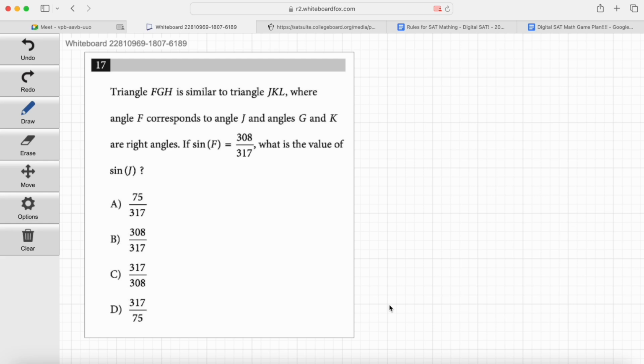I think we can draw FGH pretty easily. Now we're sort of doing reverse SOHCAHTOA here, right? Because it says the sine of F is 308 over 317. What does sine mean using SOHCAHTOA again? Opposite over hypotenuse. So sine equals the opposite over the hypotenuse.